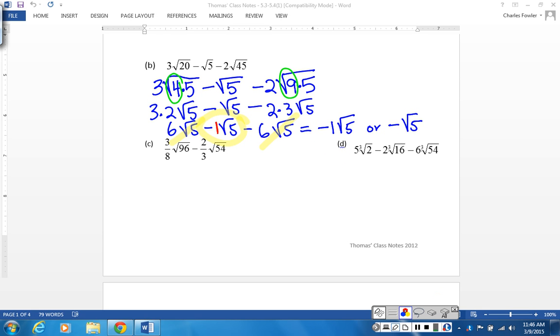Alright, next we have 3/8 times radical 96. So you have to figure out what perfect square can go into 96. So 16 times 6 minus 2/3 times, and you use your context clues. So if 6 is in there, maybe 6 is in 54 as well. So 9 times 6 works.